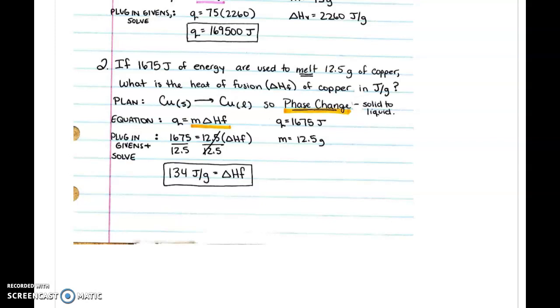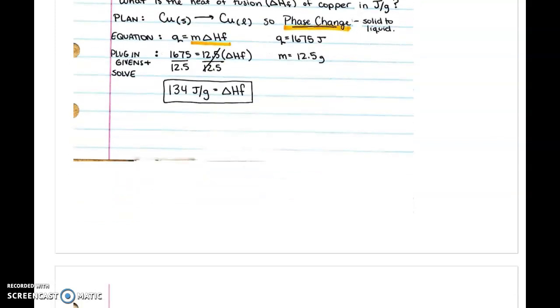So our plan is we're going from solid copper to liquid copper. We are melting it. Therefore, we have a phase change, solid to a liquid. Our equation is still Q equals M, heat of fusion. We are given the Q and given the M, so we have some algebra to do. We plug those in and we get 134 joules per gram for our heat of fusion for copper. Okay, you can see how this value is different than our heat of fusion for water. Every substance is different. Next problem.